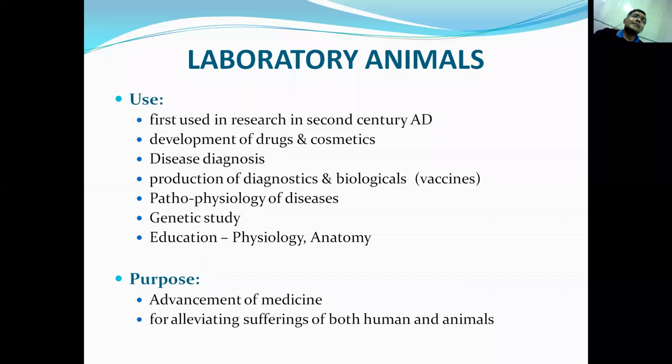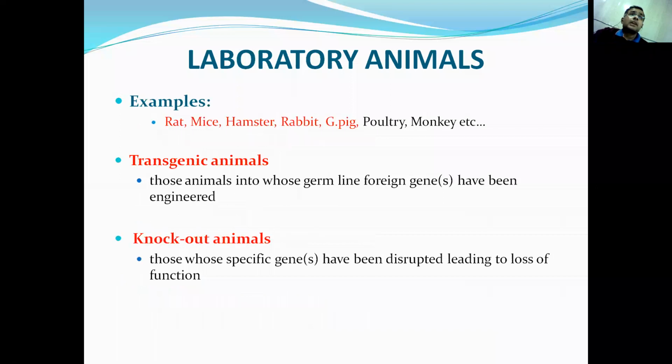Now, the ultimate aim of all this research is the advancement of medicine, or healthcare, so that we can alleviate the suffering of both humans as well as animals. So the ultimate purpose is to develop some product or procedure or some understanding that will help us reduce the suffering of humans and animals. Now with this background, we can say what are considered laboratory animals.